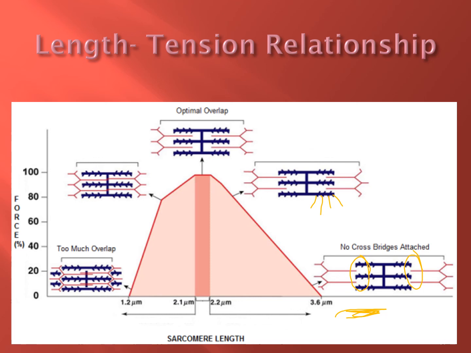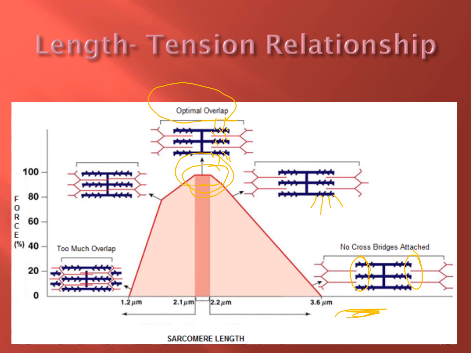When we get to the middle of our range of motion, this is the optimal level of overlap. Now you can see these little heads sticking out, and they are available to have an interaction with the actin molecule. That's awesome. That's what allows us to produce the greatest amount of force possible, if these myosin heads are all available to interact with the actin molecule. So that's why we can produce the greatest amount of force in the middle of our range of motion.